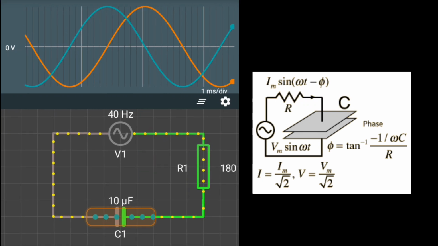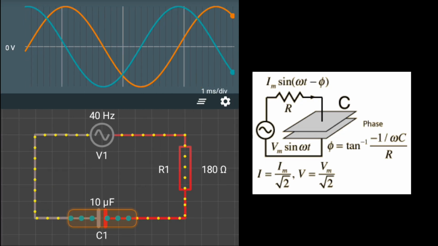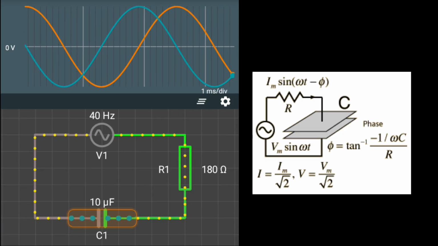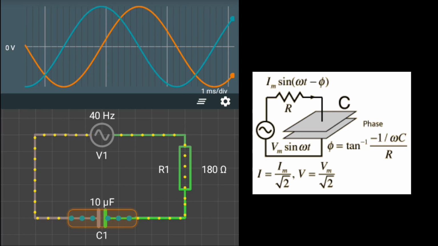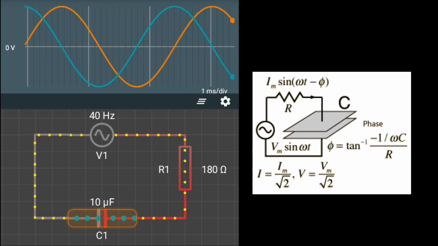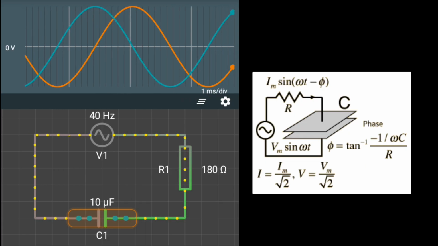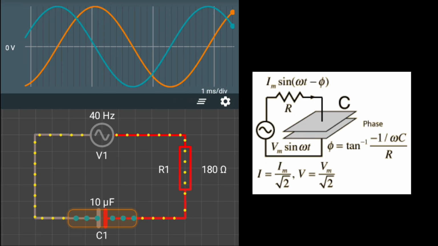AC through RC circuit, understanding phase shift. Hi friends. Today, let's explore how alternating current, or AC, behaves when it passes through a resistor-capacitor circuit, also known as an RC circuit. We will understand how resistance and capacitance affect the current, voltage, and most importantly, how a phase shift is introduced in the circuit.